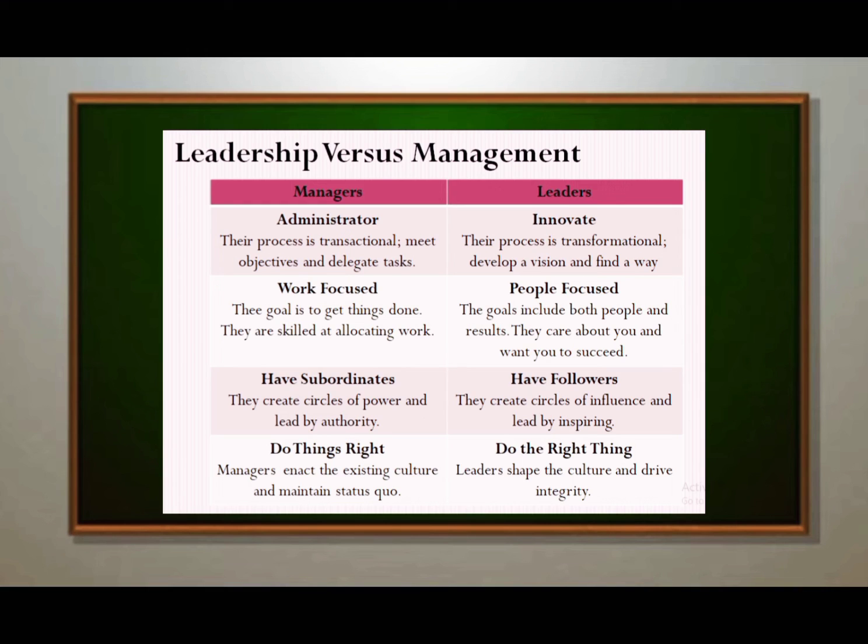Managers have subordinates. They create circles of power and lead by authority, while leaders have followers. They create circles of influence and lead by inspiring. Managers do things right. Managers enact the existing culture and maintain the status quo, while leaders do the right thing. Leaders shape the culture and drive integrity.